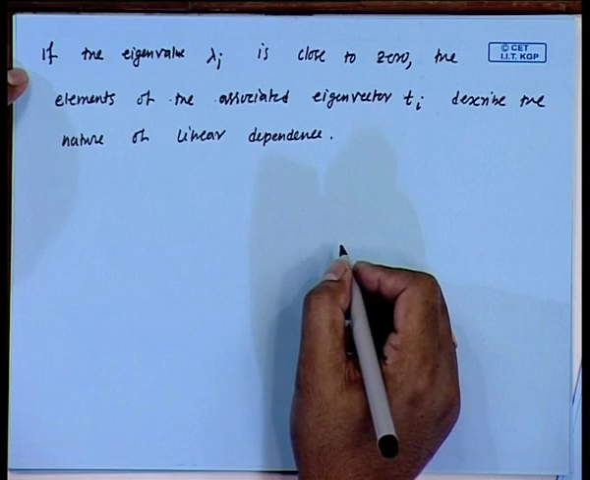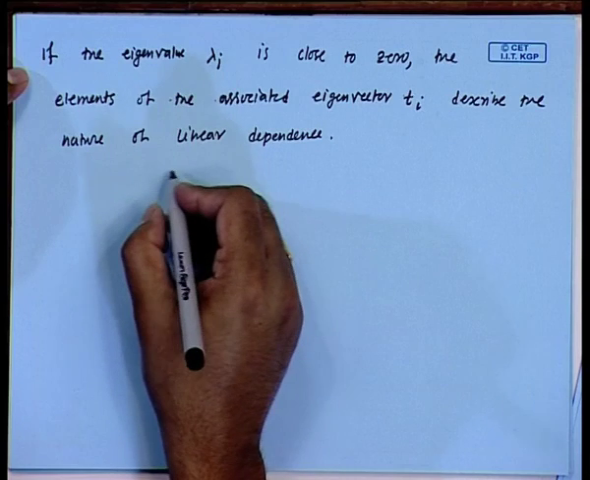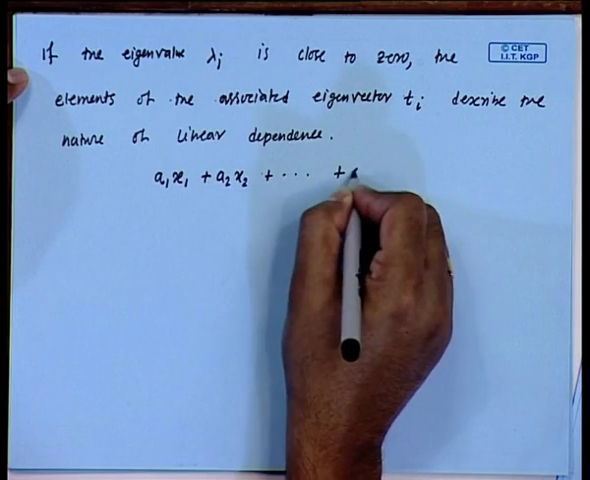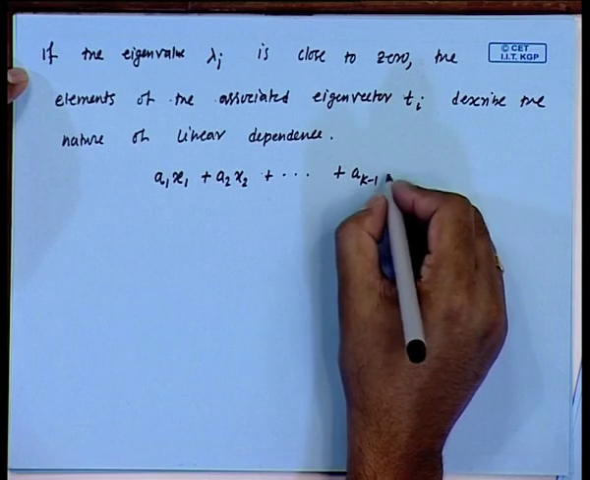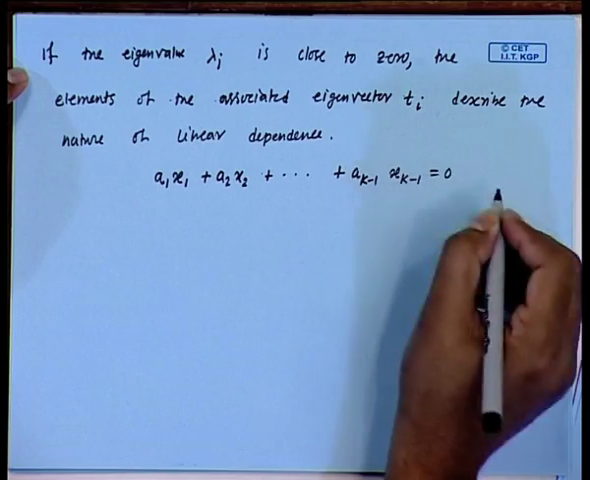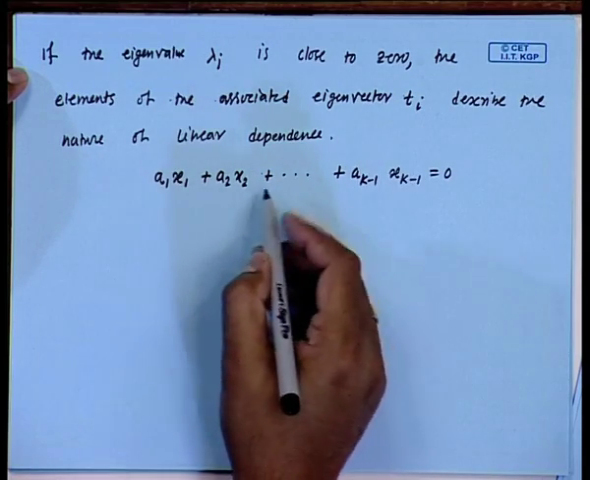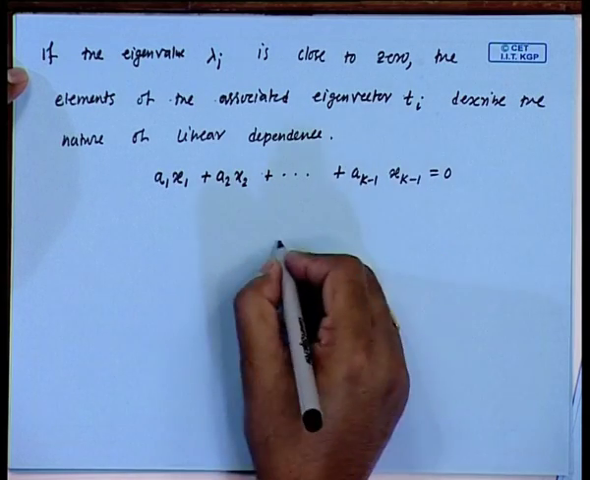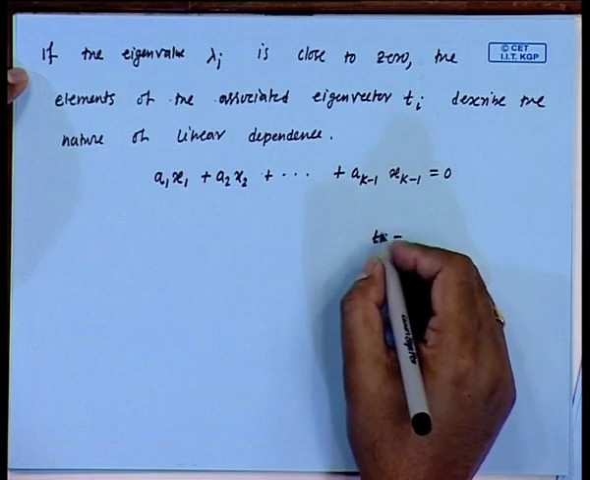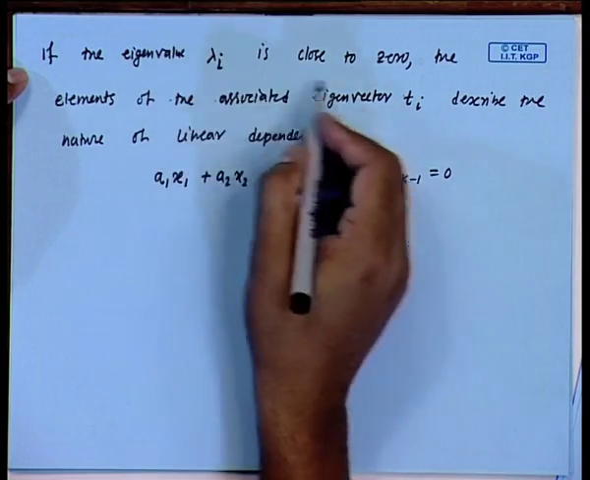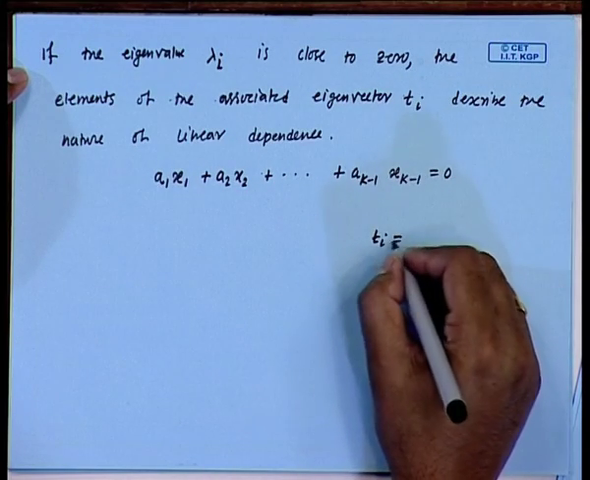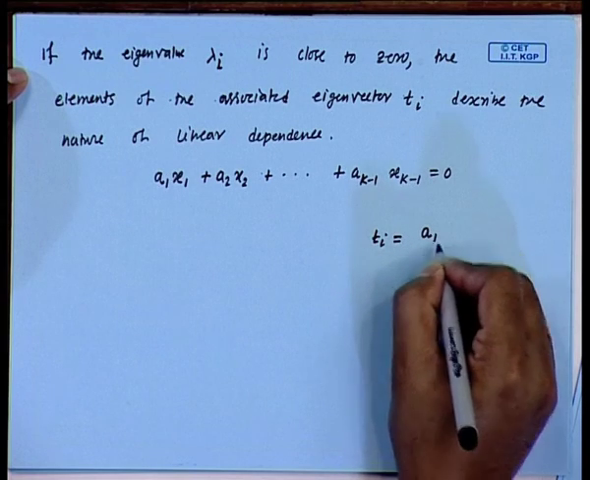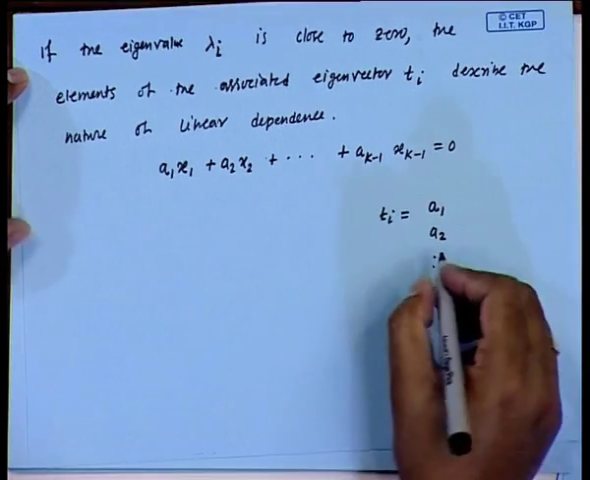Okay, so the nature of this linear dependence is like A1 x1 plus A2 x2 plus A k minus 1 x k minus 1 is equal to 0. So, the coefficients of the regressor variables A1, A2, A k minus 1 are basically the elements of T i. So, T i is the eigenvector associated with lambda i, and lambda i is very close to 0.